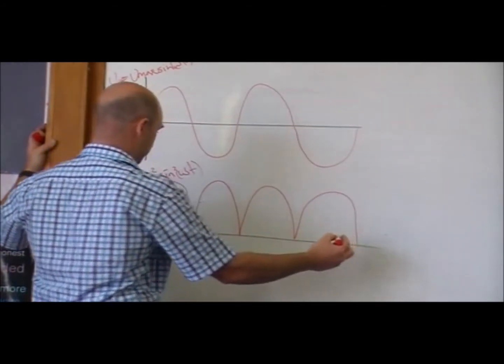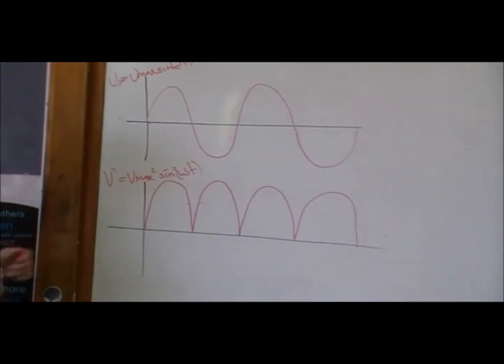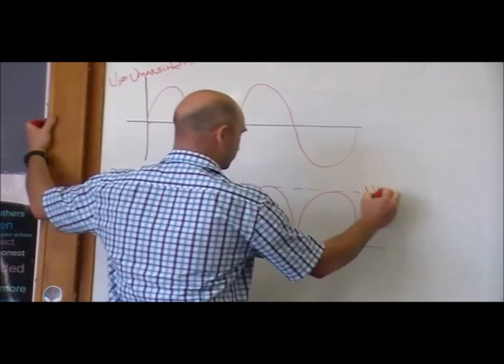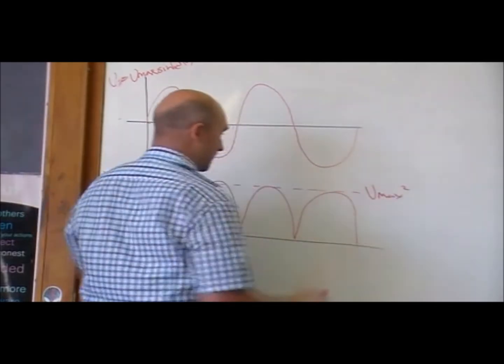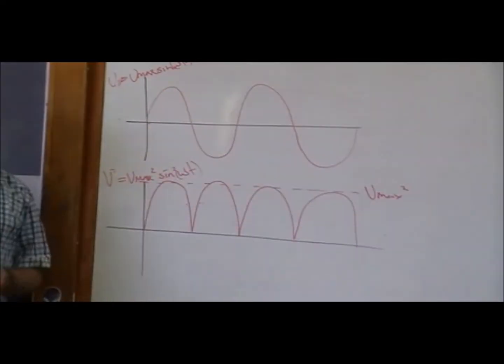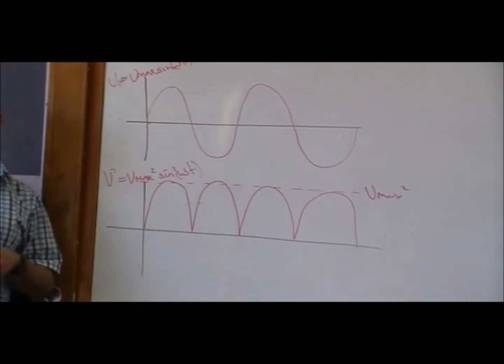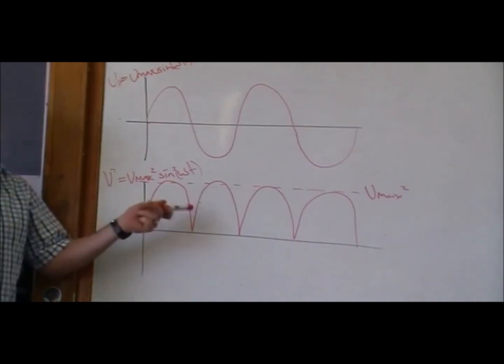That value there is V max squared. And so that's probably bigger. Not necessarily. If our V max was like 0.8 volts, you don't get bigger by squaring 0.8. That makes it smaller. That's 0.64. So it's different though.